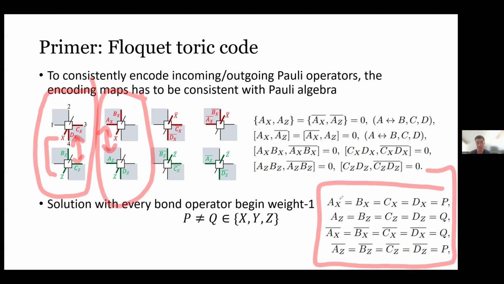So the solution is that A, B, C, D all equal a single Pauli operator. Actually, one single Pauli operator is enough. What we found is they can just equal Pauli operators P and Q, where P, Q are basically either X, Y, or Z. And you can just choose P not equal to Q, both Pauli operators, and this is going to satisfy all the constraints.